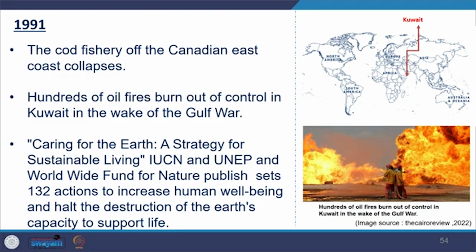So there was war also happening, and then another accident. And then you also see another research and status report coming, where IUCN, UNEP, and the Worldwide Fund for Nature published Caring for the Earth. So it had a strategy for sustainable living. It was a sequel to their previous report, and it was influential as it set the base for 132 actions to increase human well-being and to stop the destruction of the Earth's capacity to support life. So what ecosystem services are provided, and how we stop doing destruction to that.